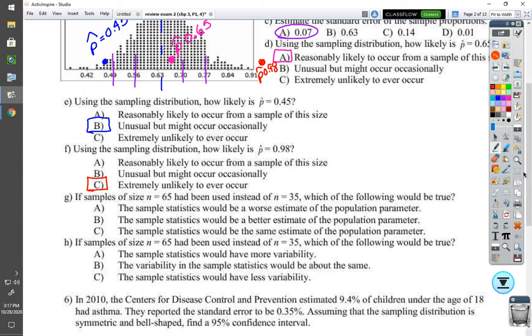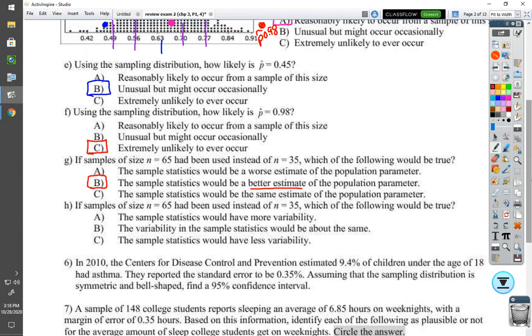If the sample size n equals 65 had been used instead of 35, which of the following would be true? Well, remember that if we use a larger sample size, the curve will come in. Since the curve will come in, the sample statistic would be a better estimate of the population parameter, letter B. We get better data if we run larger sample sizes. As n increases, better data. It would also say that the sample statistic would have less variability. Remember, the curve would come inward towards the center, which is the true population parameter.